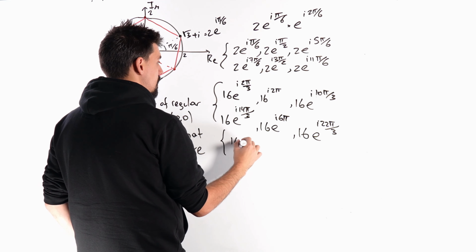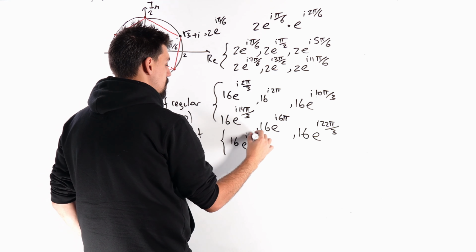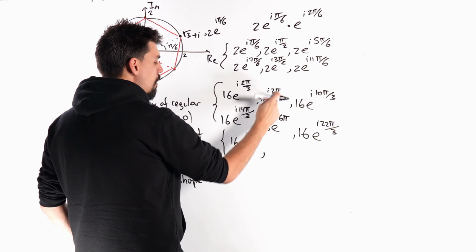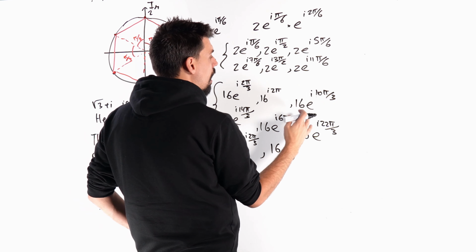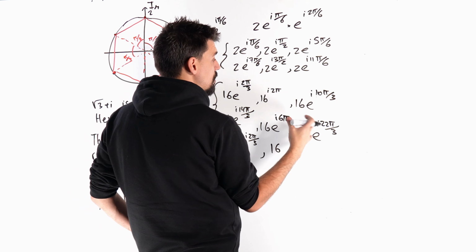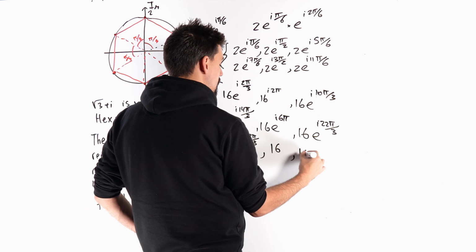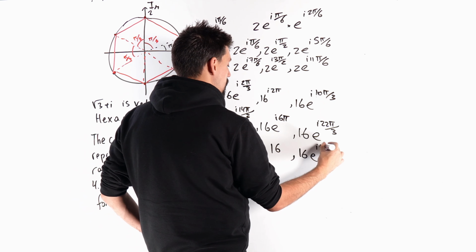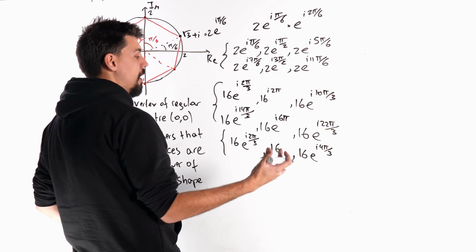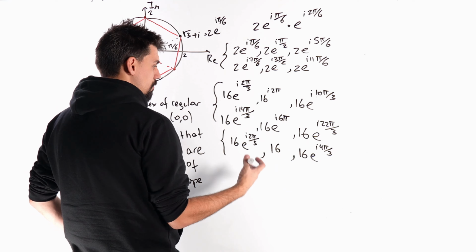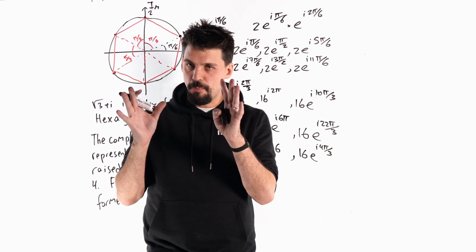So that's 16e to the i times 2 pi over 3. That one's just 16. Okay, cool. 10 pi over 3. Well, I can take off a bunch of 2 pi's, which is 6 pi over 3. So that is 16e to the i 4 pi over 3. All right, taking away 6 pi over 3, because we're going to keep it between 0 and 2 pi. That's what I'm doing here.